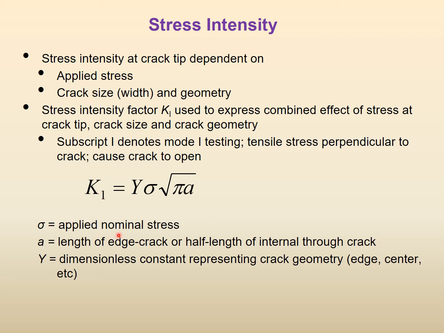Sigma is the applied nominal stress, the sigma naught. A is the length of the edge crack or half length of the internal through crack. Y is a dimensionless constant representing the crack geometry. It is the edge crack or a center crack and so on. So now the crack size is also there and the crack geometry effect is also there. Okay, and this is the stress intensity. So this equation, as I told you in the last lecture, is a new equation. This is not from any of your previous courses. This is a fracture mechanics equation.